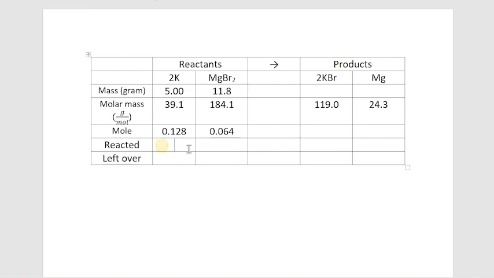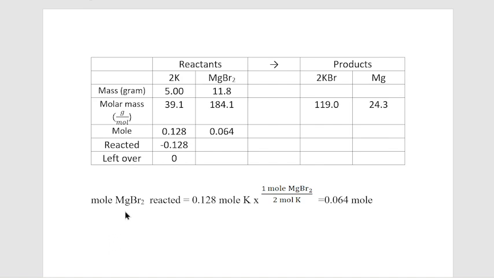by saying that if 0.128 moles of potassium reacts with all of what's available in this box right here, then we subtract the amount that reacts, 0 will be left over. Now, to find the amount of magnesium bromide that reacts with all of this, we could set this up in an equation.